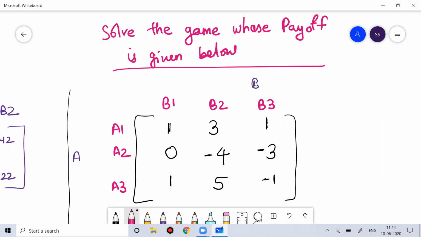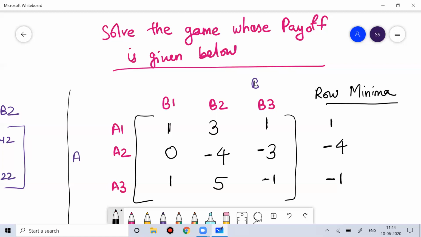Whenever you get a problem on game theory in the exam, the first thing you'll do is see whether the problem is related to pure strategy or mixed strategy. For that, the first thing you'll do is find the row minima, the minimal element of every row. This is 1, this is minus 4, and this is minus 1.